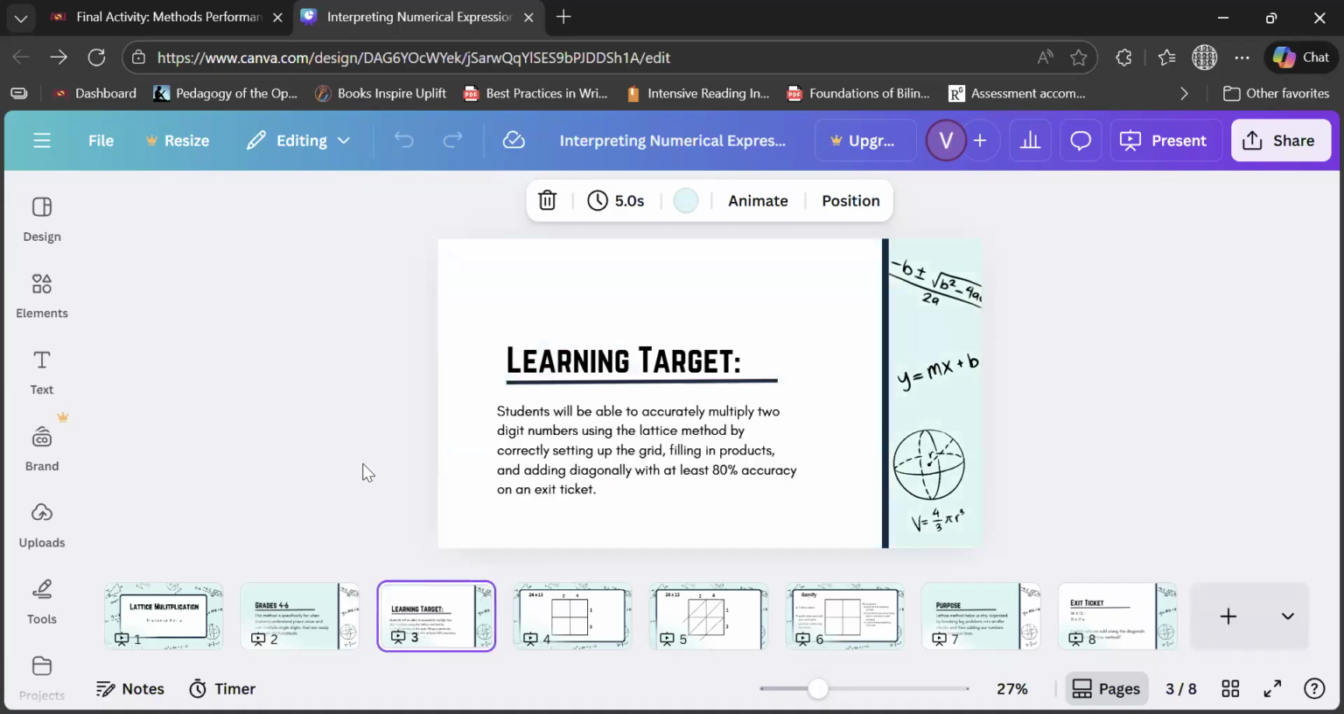So our target is that we're going to be able to accurately multiply two-digit numbers using our lattice method by correctly setting up our grid, filling in the products, and then adding diagonally with at least 80% accuracy on our exit ticket.